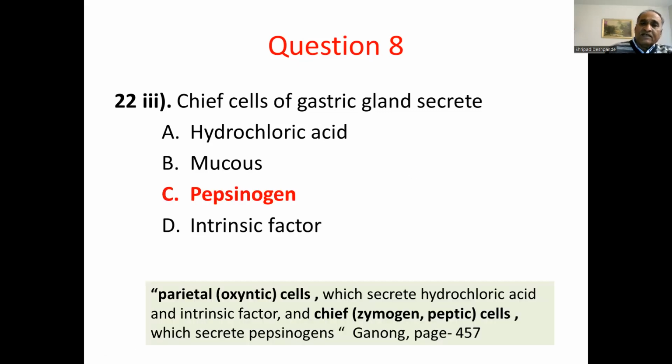If you look back, the parietal or oxyntic cells secrete hydrochloric acid and intrinsic factor. The chief cells, or the zymogen or peptic cells, secrete pepsinogen and some amount of gastric lipase. These are the two things they secrete. It's mainly pepsinogen. The answer to this question is C, pepsinogen. That is the correct response.